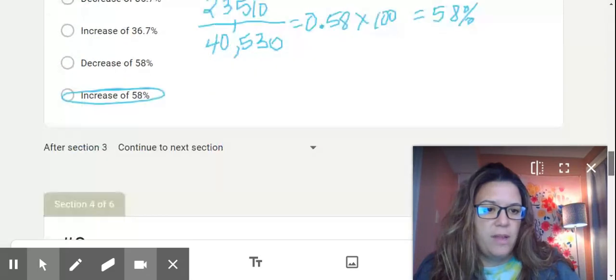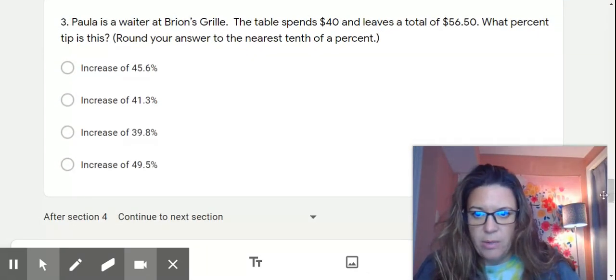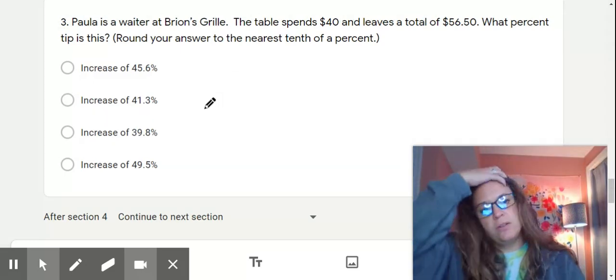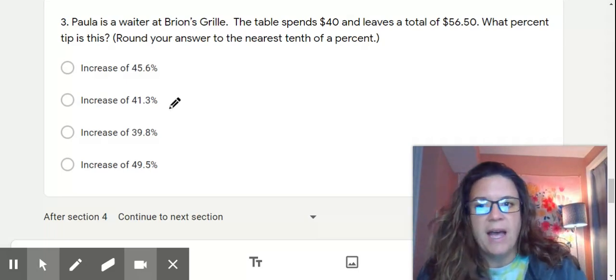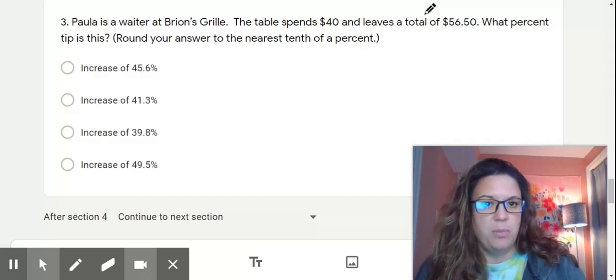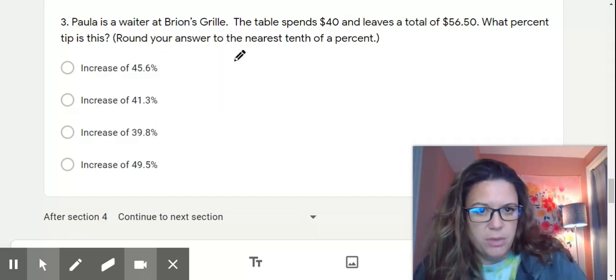All right, hopefully that makes sense. Let's look at number 3. Paula is a waiter at Brian's Grill. The table spends $40 and leaves a total of $56.50. What percent tip is this? Percent tip is the same thing as a percent increase because it went up, right? When you leave a tip, you add it. So even though it doesn't say percent of change, that's pretty much what we're finding.